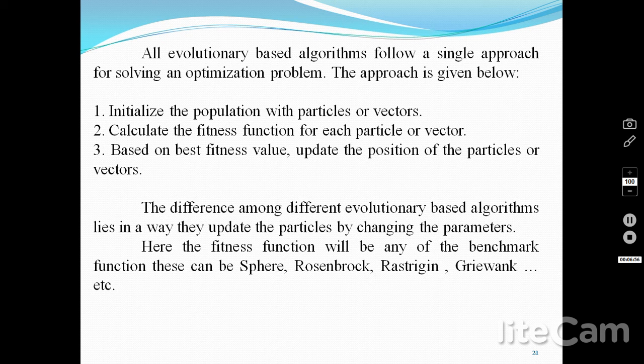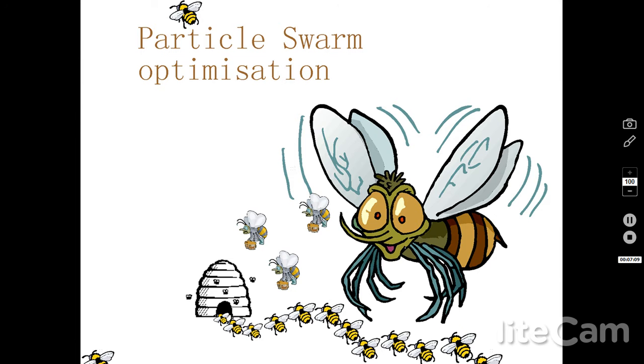The difference among different evolutionary based algorithms lies in the way they update the particles by changing the parameters. Here the fitness function will be any of the benchmark functions. These can be Sphere, Rosenbrock, Rastrigin, Griewank, etc.